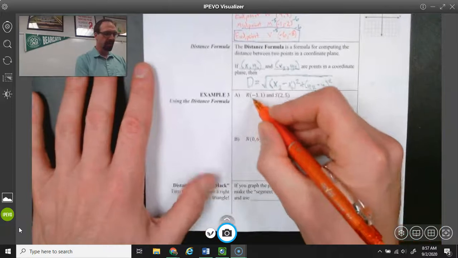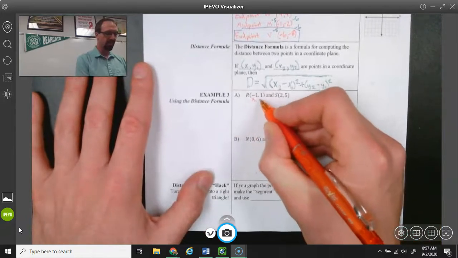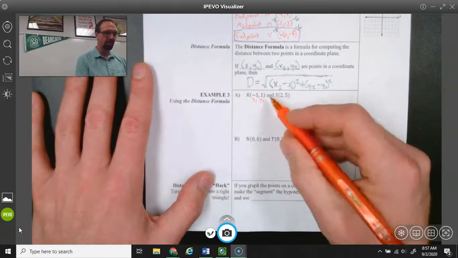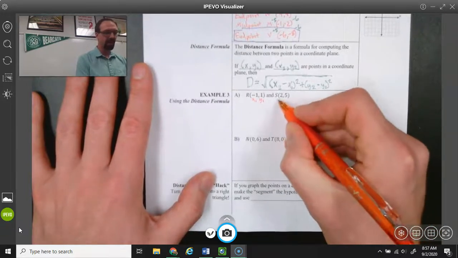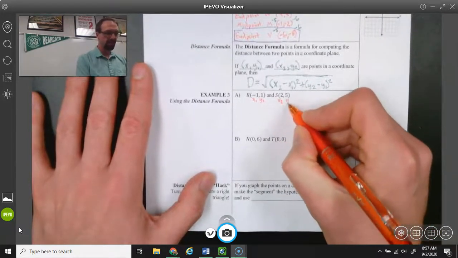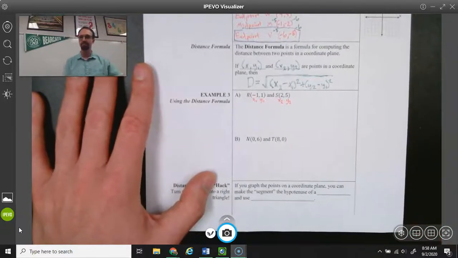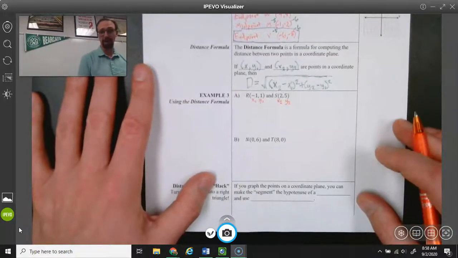To start off, I'm going to say that R is my x sub 1, y sub 1 point. So negative 1 correlates with x sub 1, 1 correlates with y sub 1. And then S is x sub 2 and y sub 2. So 2 is x sub 2 and 5 is y sub 2. Plugging this into the distance formula, it's right above.